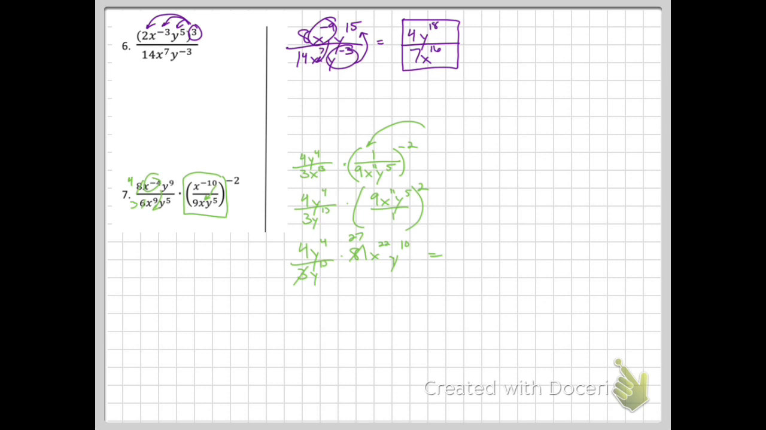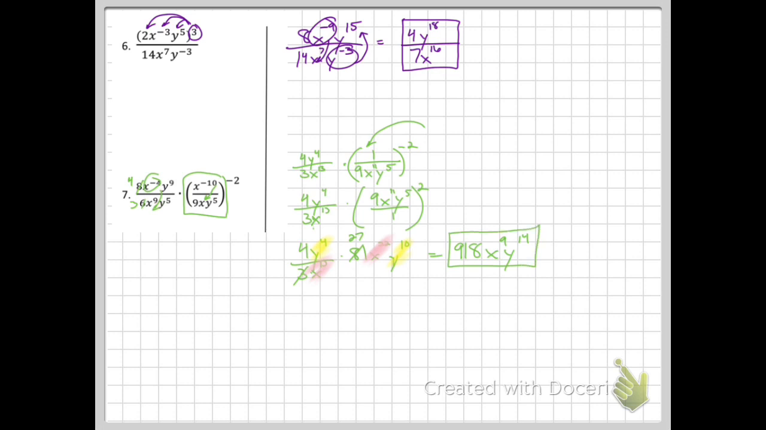Oh, wait. When did it become a y? Sorry, this was an x. I said we weren't changing it, and then I went ahead and changed it. Okay, so 4 times 27 is 108, in case you didn't know that. I have x to the 13th on the bottom and x to the 22nd on the top. 22 minus 13 is going to give me x to the 9th. And then I have y to the 4th, and 10 more. It's going to give me y to the 14th.